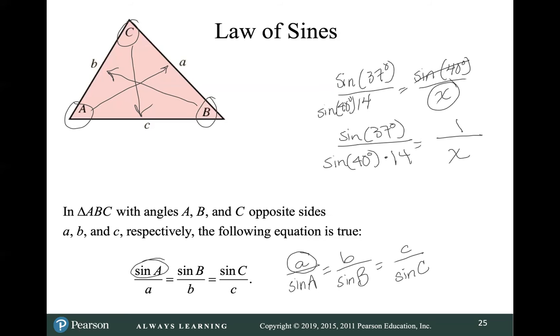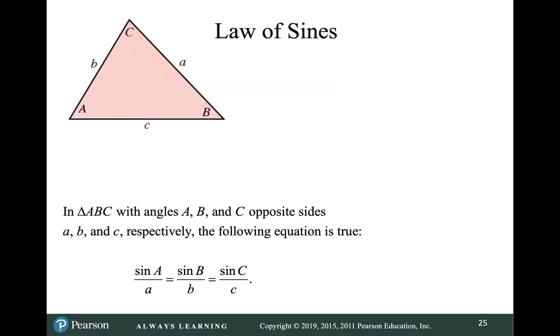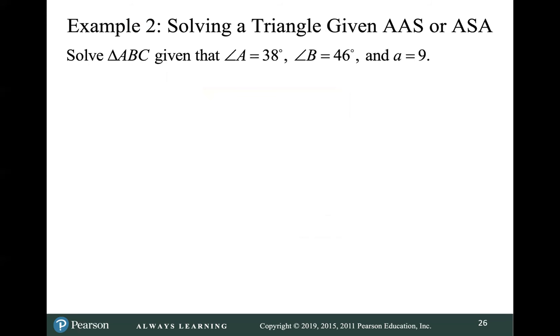And so if you use this second set of ratios, second set of proportions there down at the bottom, then you are less likely to fall into that trap. So let's look at an example. In this example, we have two angles given and one side. And whenever we're given two angles and one side, we can finish solving this triangle.